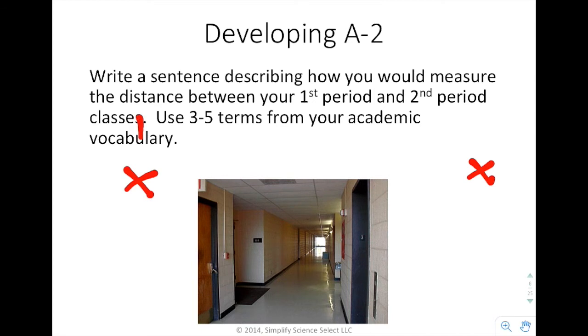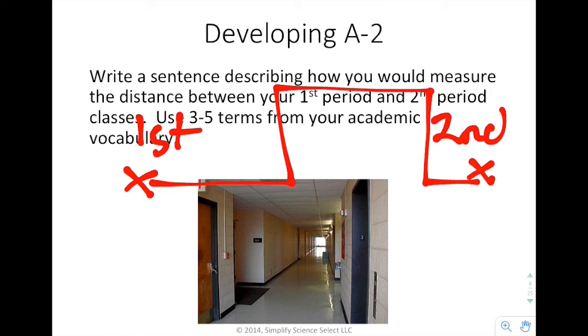class, here's my second period class, and what I would do is I would say there's a certain pathway that I have to go, so I have to go from here to here to here, and then back down this hallway because there's nothing here. This is no man's land.